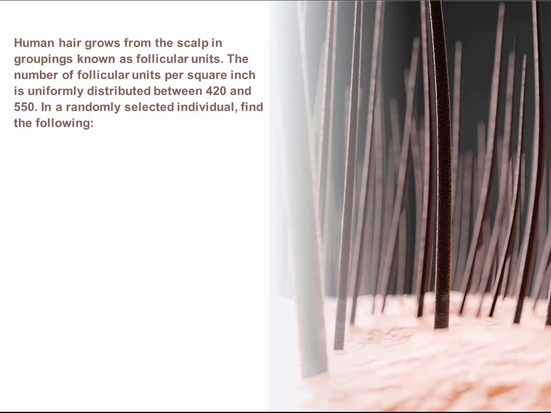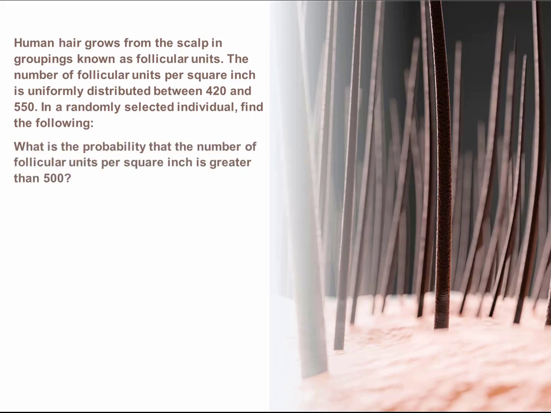Consider another example. It may be beneficial to pause the video and try this on your own. Human hair grows from the scalp in groupings known as follicular units. The number of follicular units per square inch is uniformly distributed between 420 and 550. In a randomly selected individual, find the following.